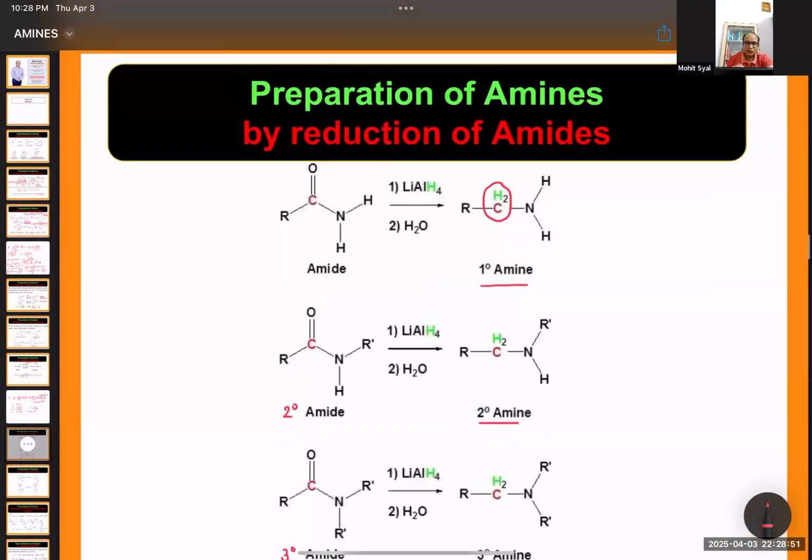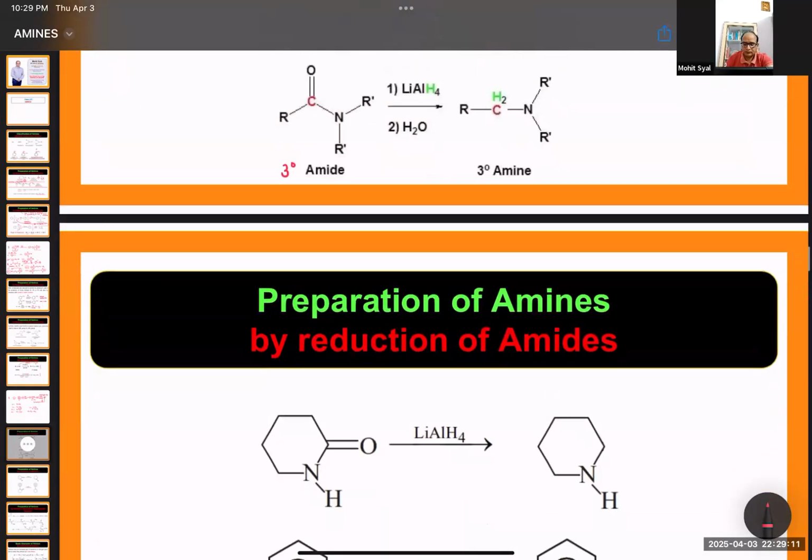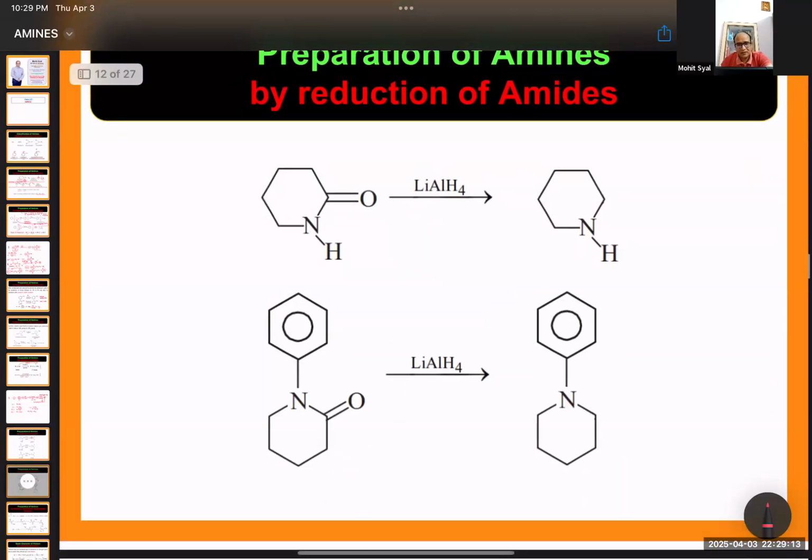Got it? So till now, just let me recall, we have seen the reduction of NO2 to NH2. We have seen the reduction of CN to CH2NH2. We have seen the reduction of amides, CONH2 to CH2NH2. Got it? Look, these are some specific examples. So now both of these are amides, you can see.